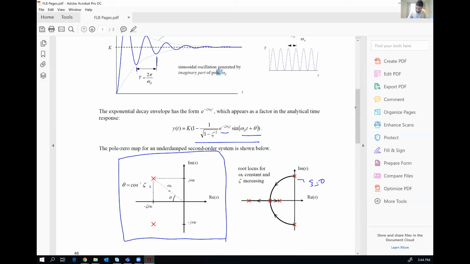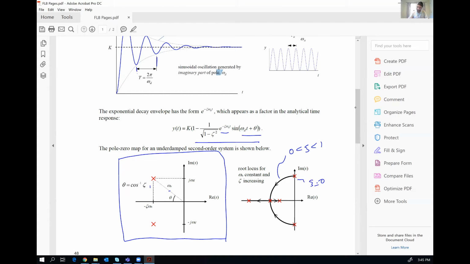When zeta is between 0 and 1, we have the underdamped case where the poles follow a semicircular arc. So as we are changing a parameter and looking at the plot that the poles take, this is a family of pole locations, and this family of pole locations is also referred to as the locus of the pole locations.